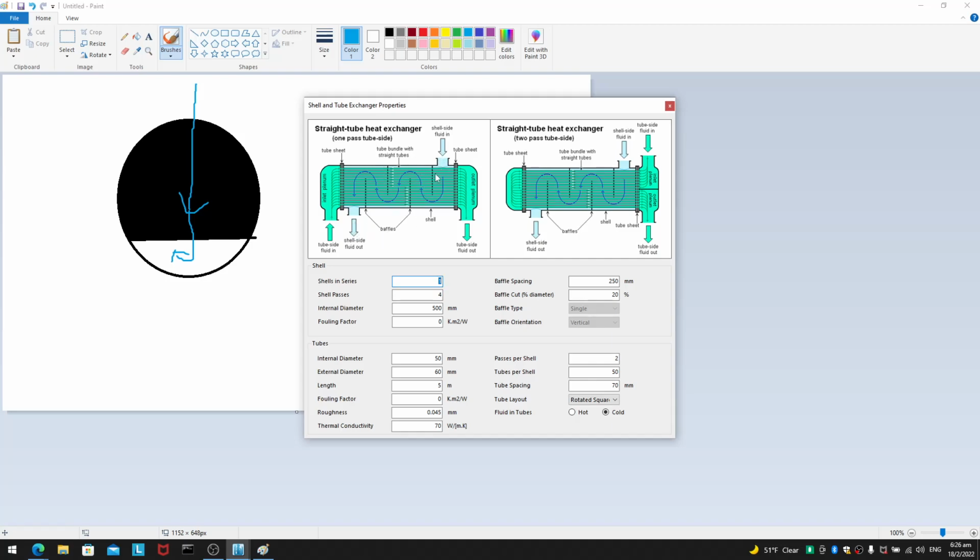So how many times does the shell fluid pass through most, if not all, of the tubes? This is how many shell passes you will have. Okay, so at least this one is fine.